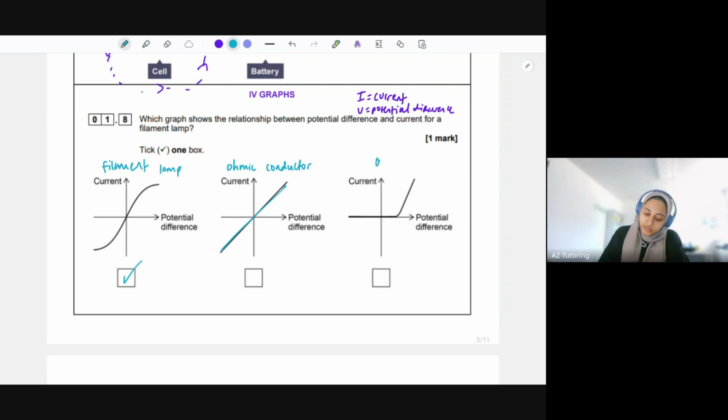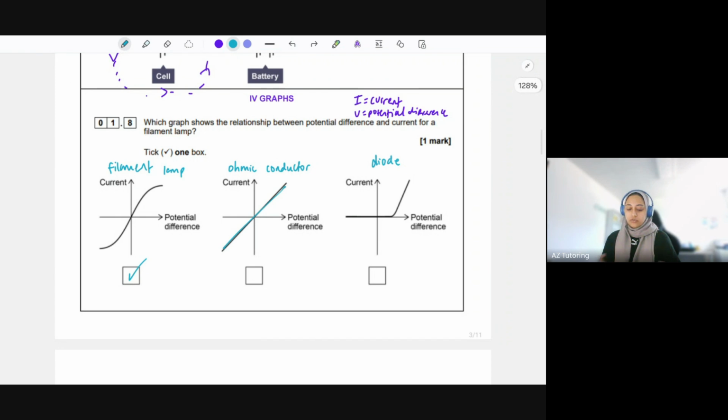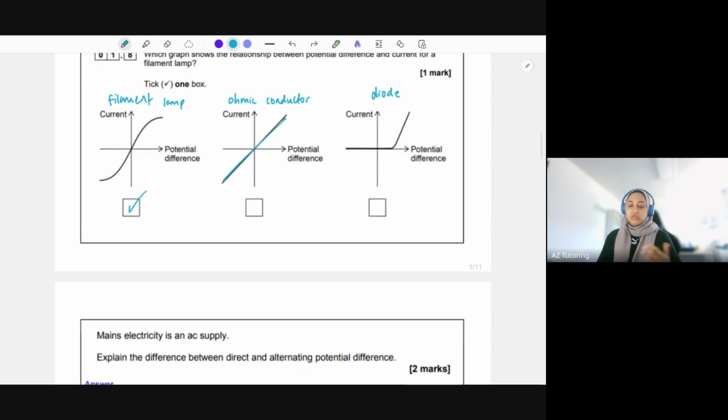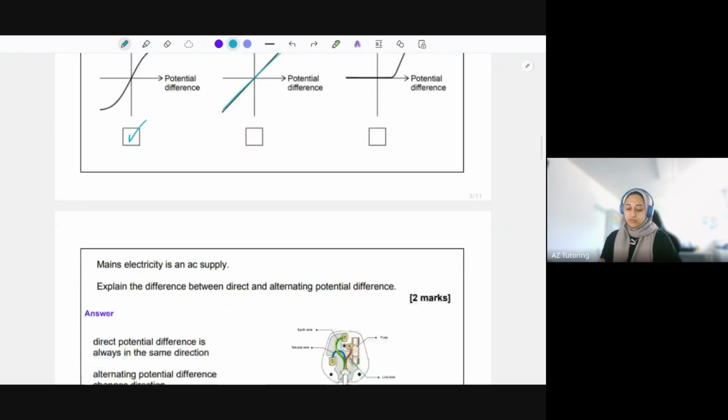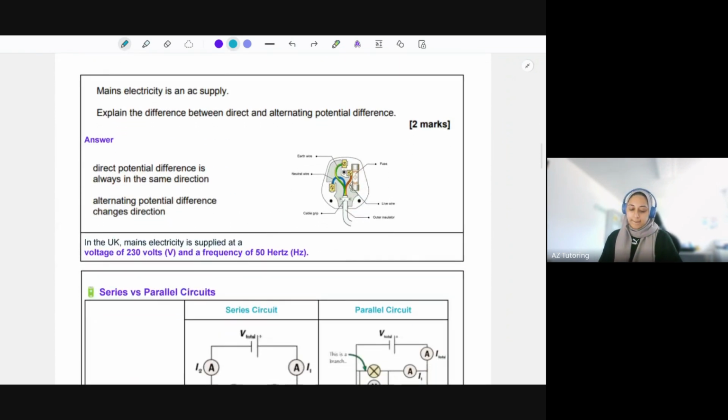And then finally for this one, it's a diode. So you can see it's just in one direction. It's got a heavy resistance in the opposite direction. So this is for a diode. So be familiar with them three graphs as well. They could ask you to draw them, or they could just ask you to pick which ones it is.